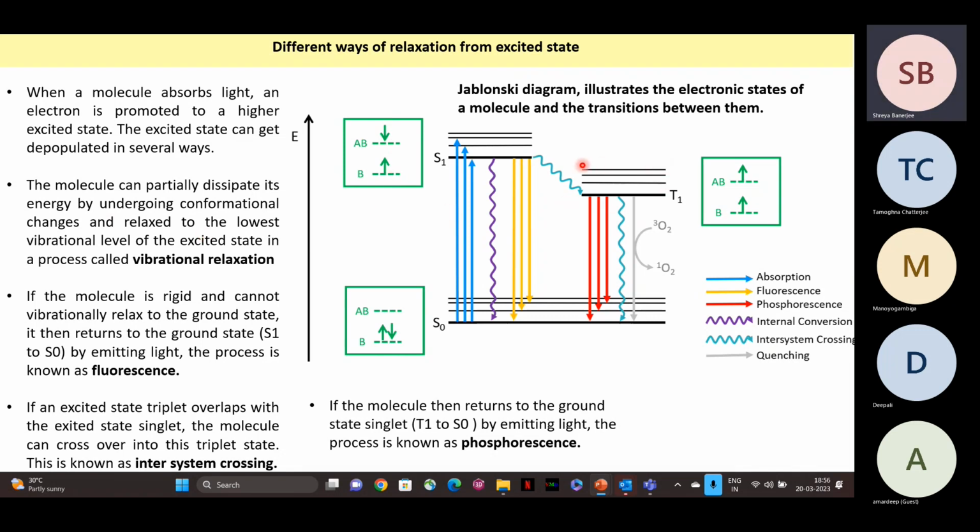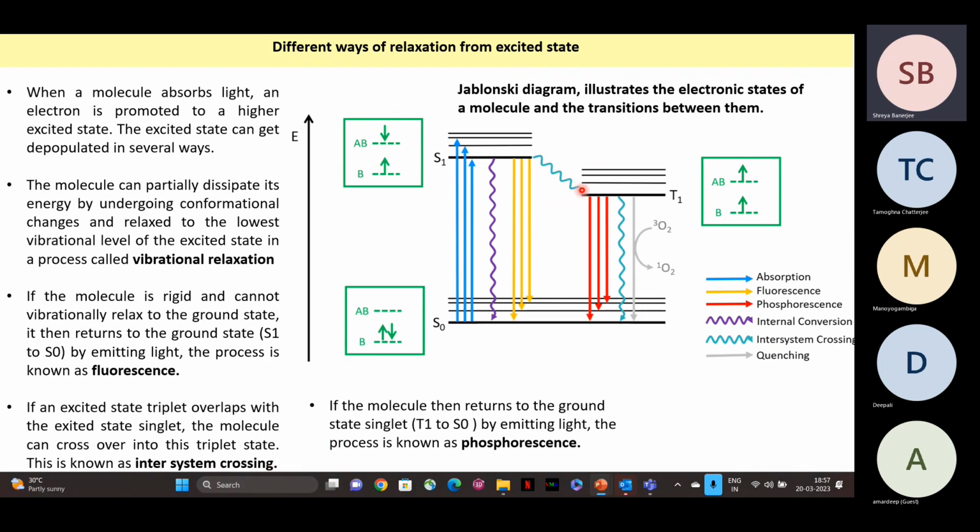Now there is something called a triplet state in which the spins are in the same direction, and so they are not cancelling out. When the spins are parallel to each other, that is called a triplet state, and this is a T1 triplet state. The T1 has four vibrational energy levels. If the electron moves from S1 to T1, going from a singlet state to a triplet state, that is known as inter-system crossing.